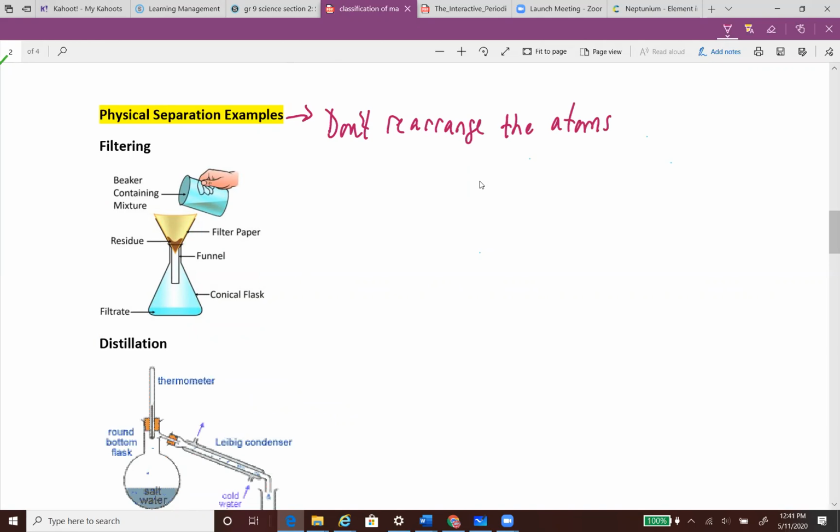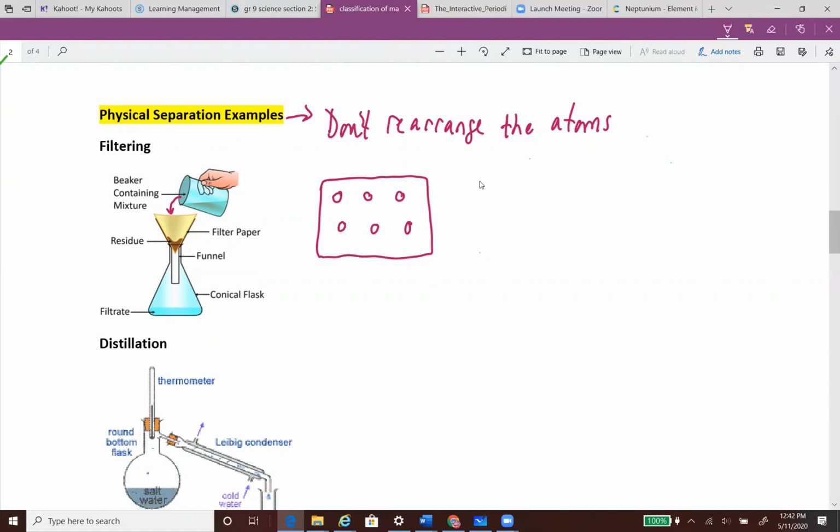So let's look at, for example, something called filtering. Okay, so what happens in filtering? Well, imagine that you have a piece of filter paper. Now, you can't see this, but the filter paper has little holes. You usually turn it into some sort of a shape. You put it in a funnel, and then you pour something into the filter paper. This is how you make coffee, for example, okay?